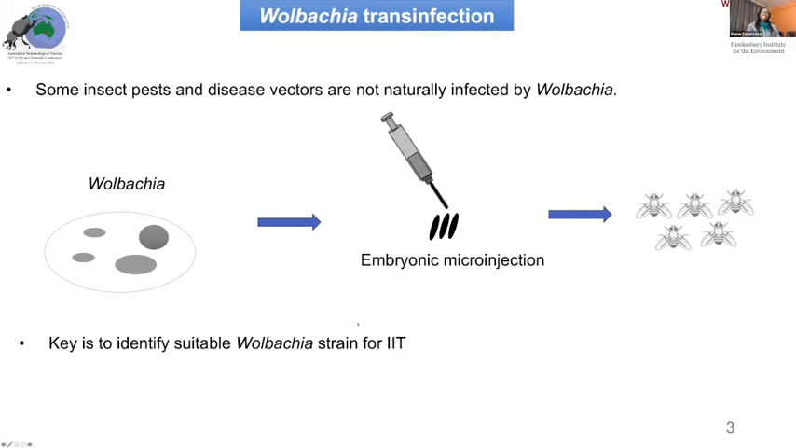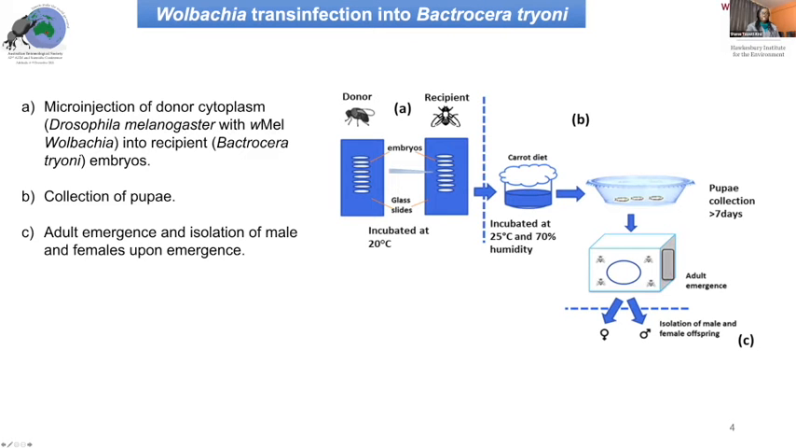So my project started with the aim of applying this principle of IIT in Bactrocera tryoni. What we did is we performed microinjection of wMel Wolbachia from Drosophila melanogaster into Bactrocera tryoni, followed by collection of pupae and then monitoring of adult emergence. And this picture just shows the step-by-step process of what we did.